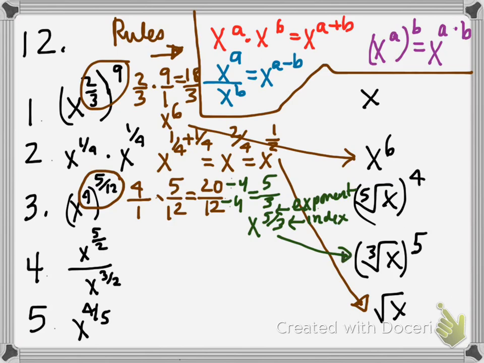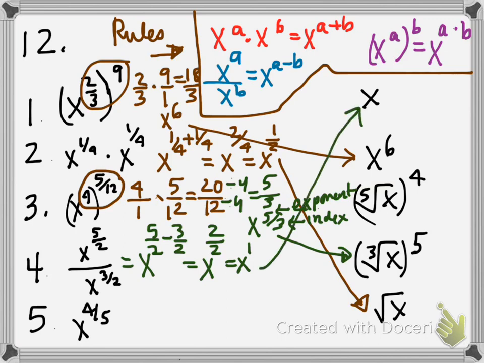For number 4, we're applying the rule in blue, division rule. So that says we subtract our fractions here. So 5 halves minus 3 halves. Again, we have like denominators, so how many halves do we have left if we subtract? 5 minus 3 is 2, so 2 halves, and 2 divided by 2 is just 1. So this is x to the 1st power, which is this first one.